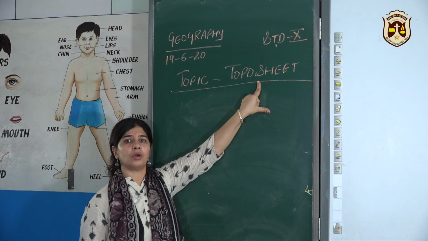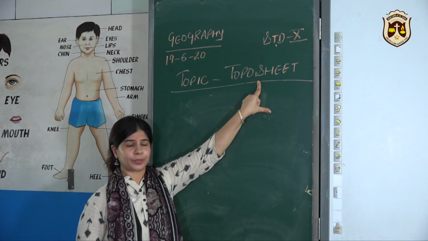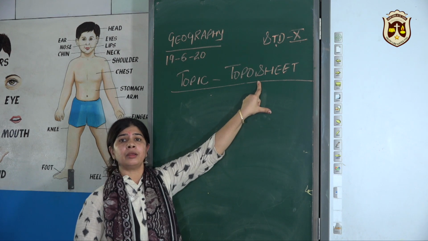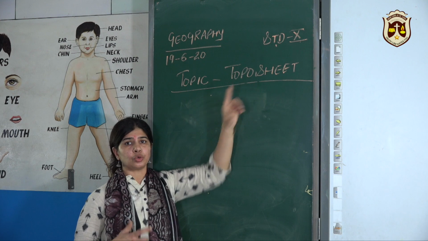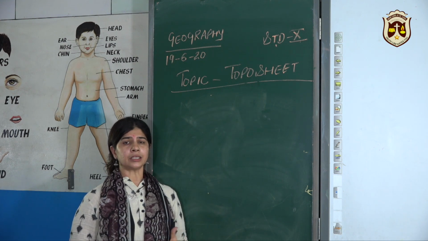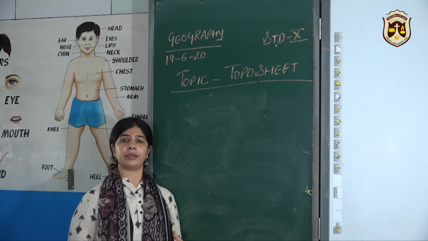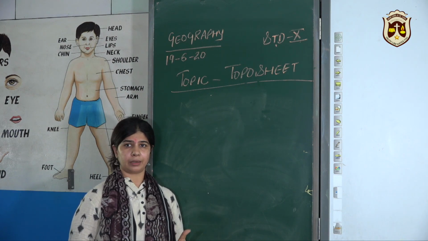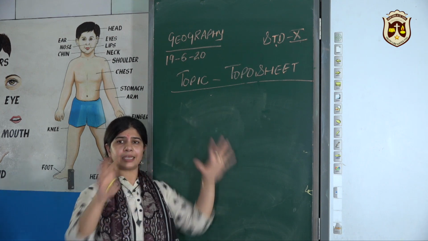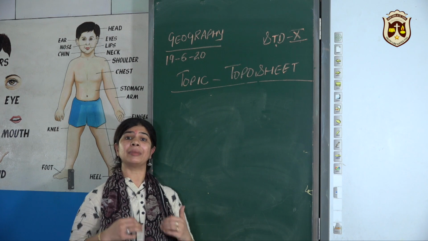It is also called grid map, but simply we say topo sheet. Topo sheet was started by the Britishers to show the different parts of the Indian subcontinent. The Indian subcontinent includes Afghanistan, Iran, Pakistan, India, Bangladesh, Myanmar, Sri Lanka. So all these portions of the southern part of Asia are divided into some grids.